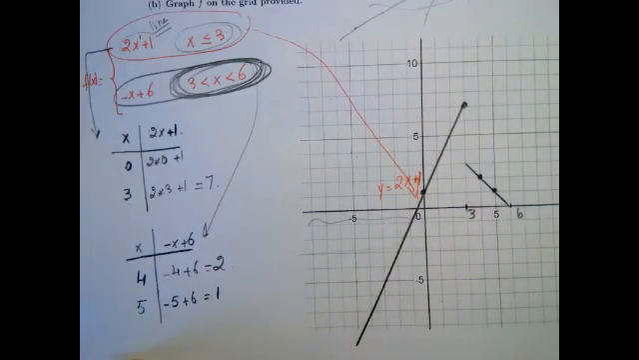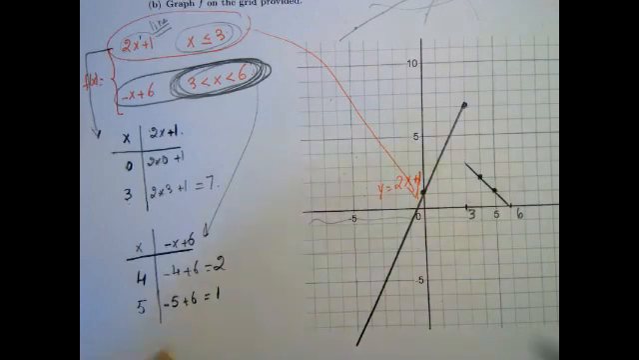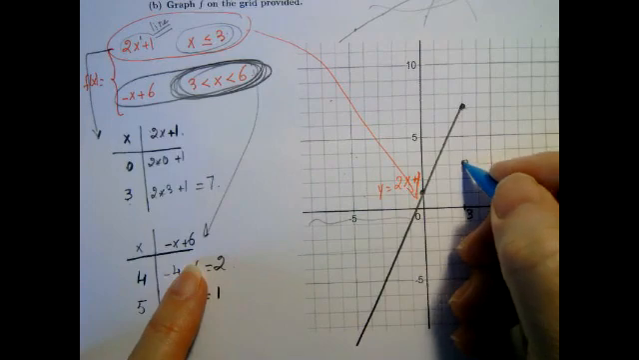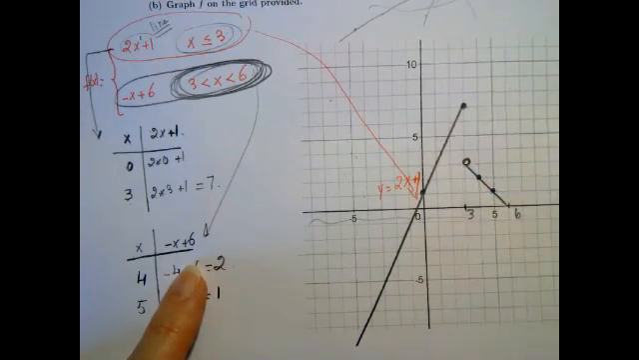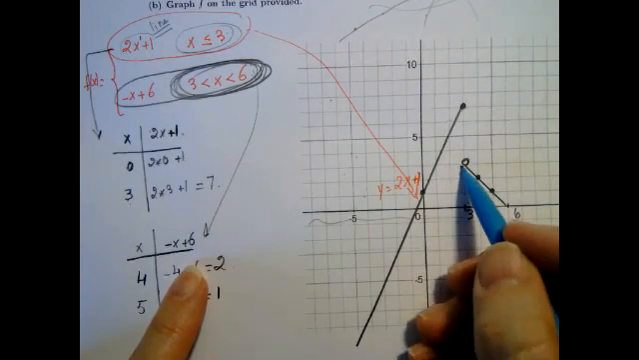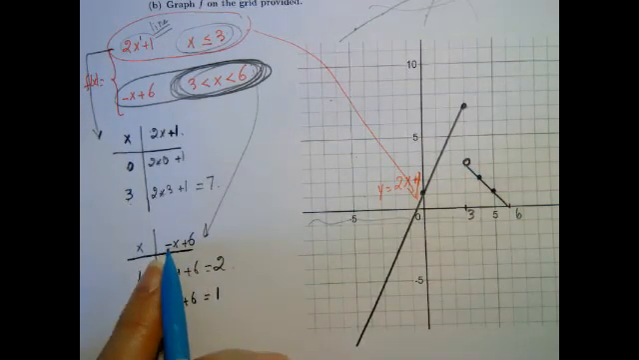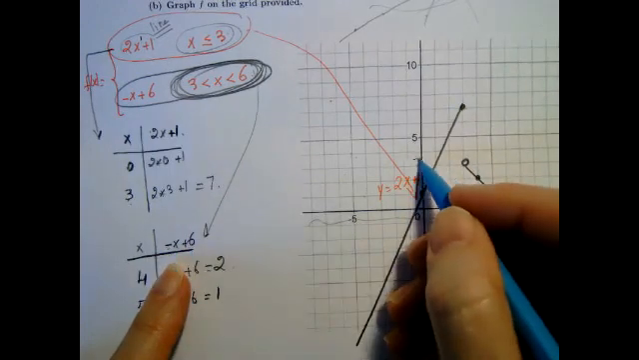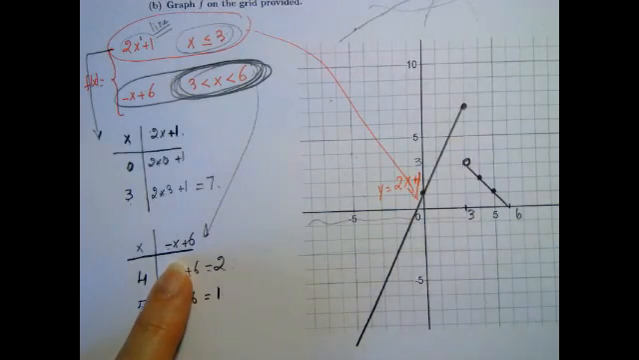Now, to have a good idea about the line, if this is 3, what should this be? It should be open, but it's nice to know what this value is because it's going to help us a little bit. If this is 3, this should be minus 3 plus 6. This should be 3, but it's open because my function doesn't take this value. But it's nice to know what's happening here.